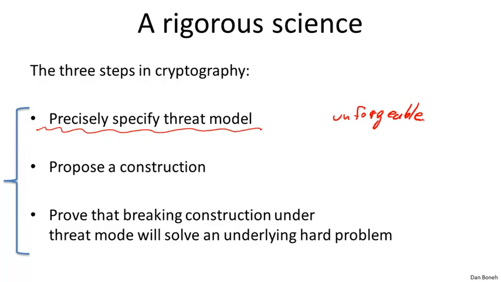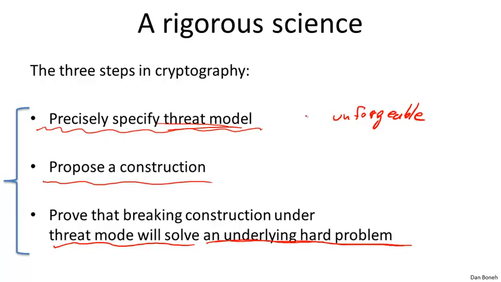Again, I'm giving digital signatures just as an example. For every primitive we describe, we're going to precisely define what the threat model is. Then we're going to propose a construction, and then we're going to give a proof that any attacker that's able to attack the construction under this threat model can also be used to solve some underlying hard problem. And as a result, if the problem really is hard, that actually proves that no attacker can break the construction under the threat model. These three steps are actually quite important.